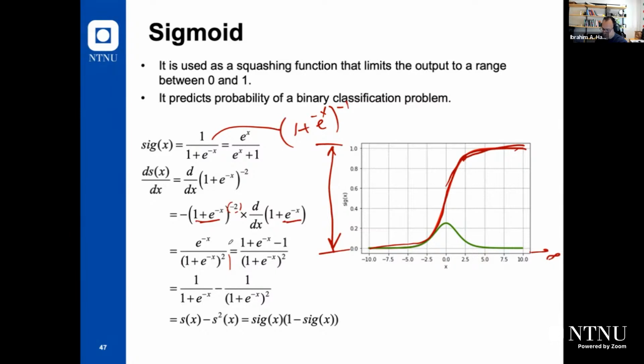Try to make it simple, for example, just add 1 and subtract 1 again. So you have that part, divide that part by that part, so it will be 1 divided by 1 plus exponential minus x, minus 1 divided by 1 plus exponential square. This one, in fact, is our function, which is sigmoid x. This one is sigmoid of x. This one is sigmoid x square. So it will be s minus s square, or sigmoid of s multiplied by 1 minus sigmoid.